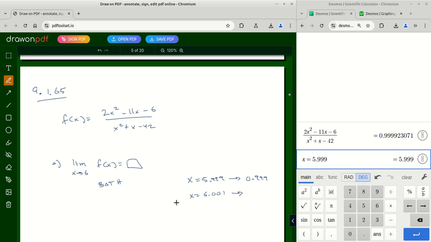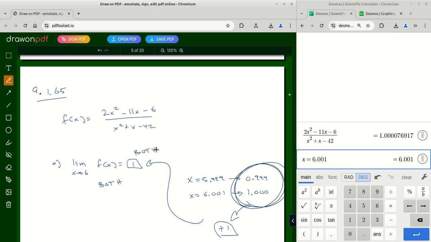So 6.001, and we got 1.000007. So what number are both of these getting close to? You're right, it's positive 1, and that's your answer. Because again, this was both. We got the same answer on both sides. There you go. So in this particular case, the point doesn't exist, but when we're approaching it, we're coming in at the same place, same time, that kind of thing.